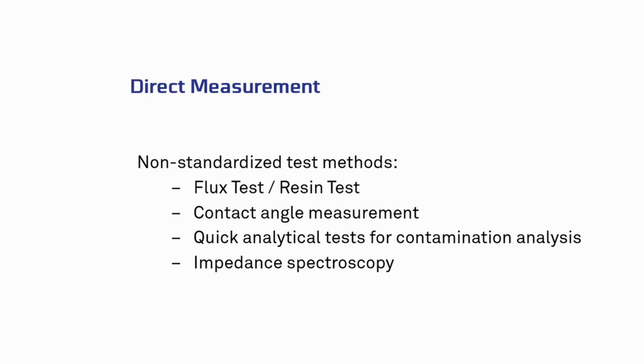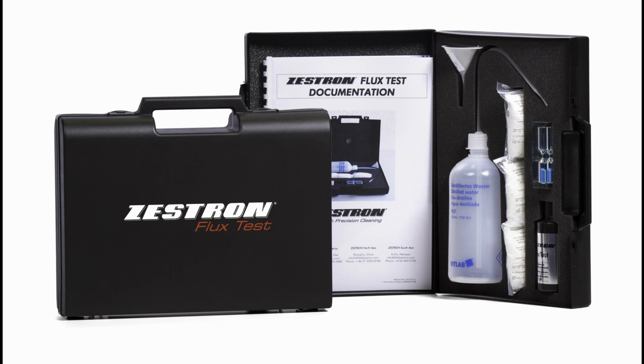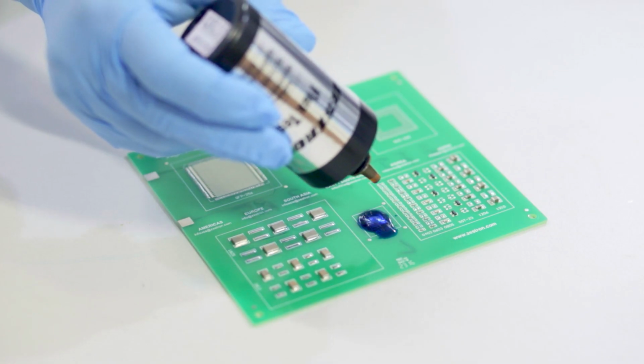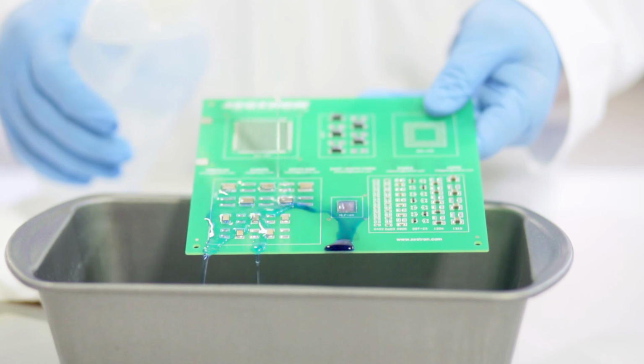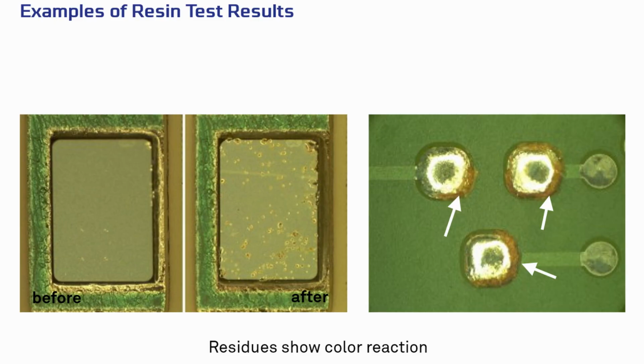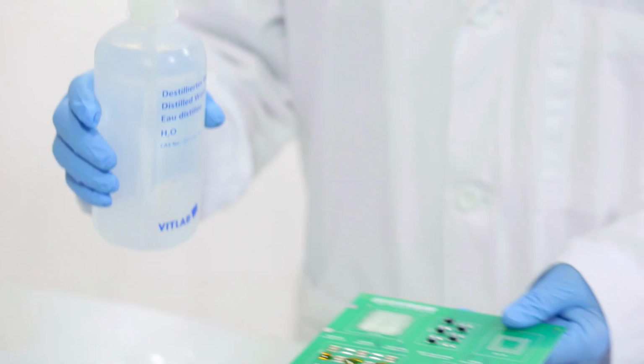Now, aside from the standard test methods, we also have the non-standardized test methods that could complement these standard test methods. Among those, there are test kit solutions out there that actually determine if there are any activator-based residues left behind on the boards after the wash process, or even resin or rosin-based nature.